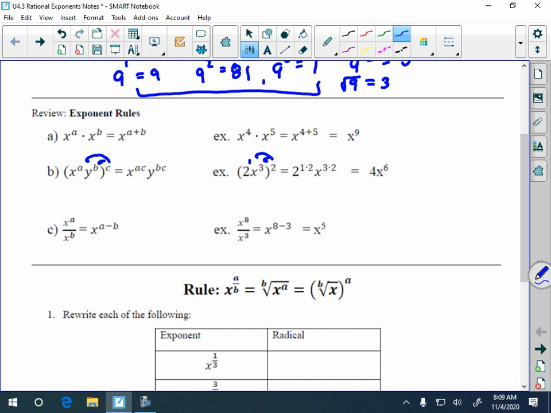When we're dividing, we want to remember to subtract exponents. So we always bring the smaller exponent to where the bigger one is to do the subtraction. You can see the example x to the 8 over x to the 3rd. We bring the 3 up to do the subtraction, and then we get x to the 5th power.